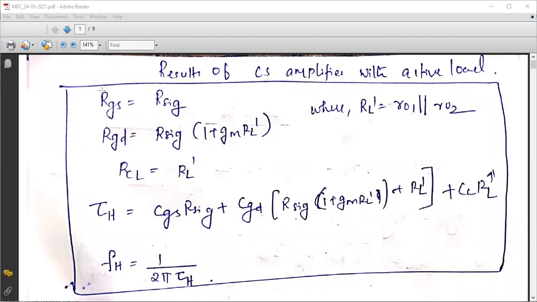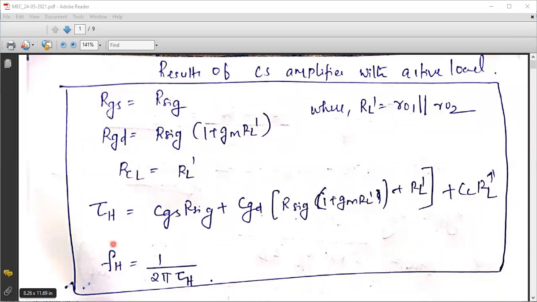So we have RGS equal to Rsig, RGD equal to Rsig into (1 plus gm RL dash), where RL dash is Ro1 parallel Ro2, and RCL is RL dash. After finding RGS, RGD and RCL, you add all those time constants. A time constant is nothing but the product of resistance and capacitance. So we have three distinct terms, and we add them together to find tau H, the time constant. Then by making use of this equation, we find the cutoff frequency fH. So this was the conclusion from the previous class.